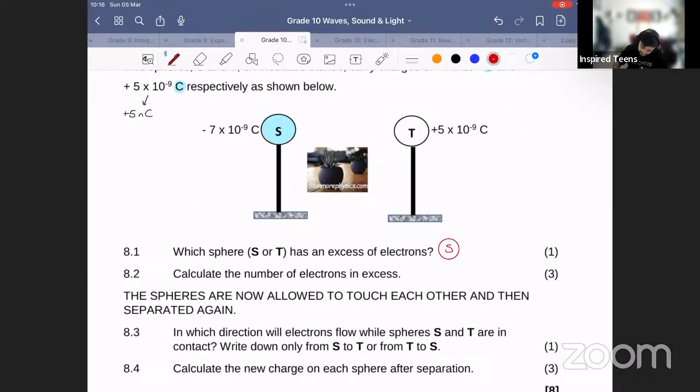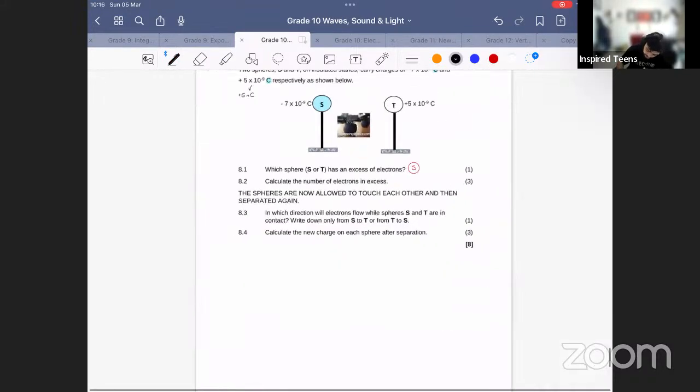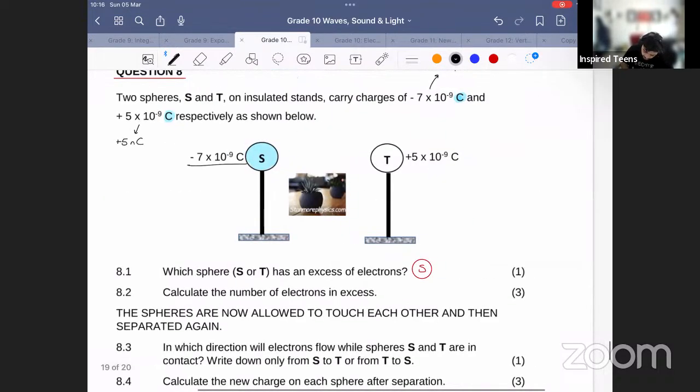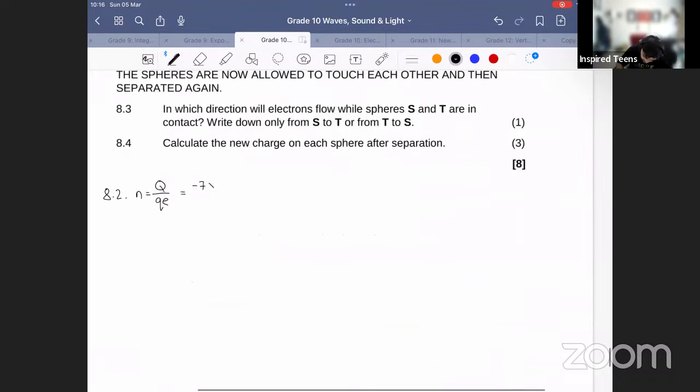Calculate the number of electrons in excess. We've done a question like this. Let's answer it below, 8.2. We're going to calculate the number of electrons. The only formula we know with number of electrons is N is equal to Q over Qe, where Q is the charge. So I think it's negative 7 times 10 to the negative 9, divided by Qe. I have to use the negative Qe because my charge is negative, negative 1,6 times 10 to the negative 19.